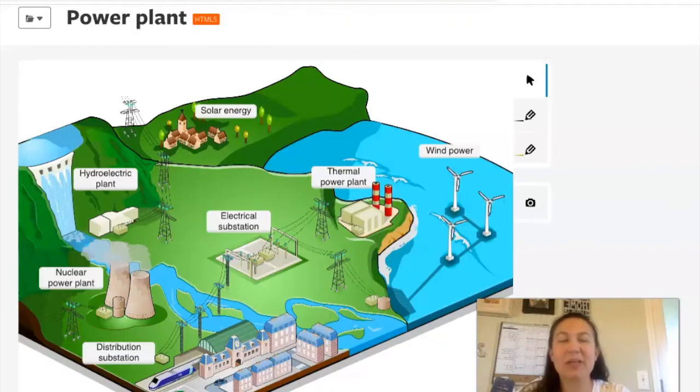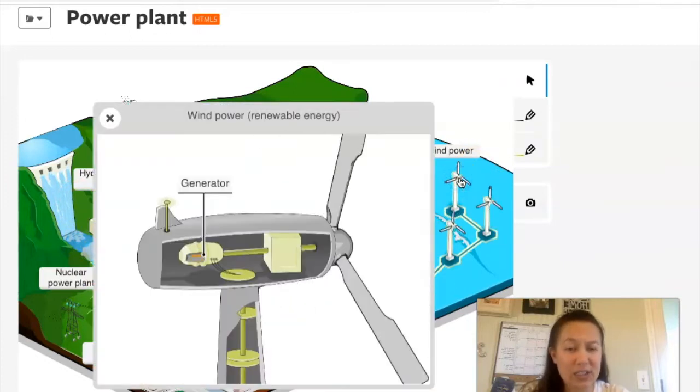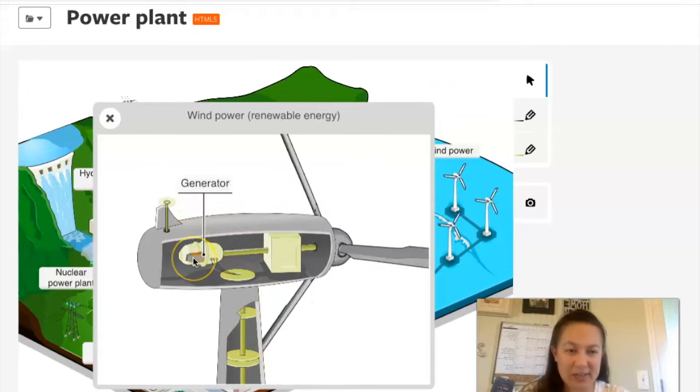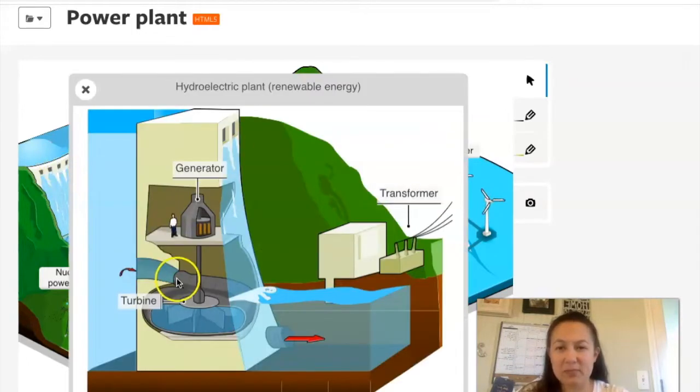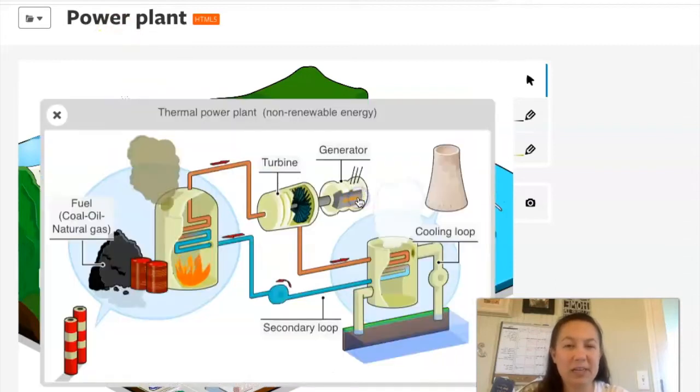So how does a power plant work in general? Well, minus solar energy, all of the others, wind, thermal, nuclear, and hydroelectric, work on the same principle. And that principle is turning kinetic energy into electricity using a generator. In a hydroelectric power plant, the water turns the turbine, which turns the generator, which produces electricity. In a thermal power plant, coal, oil, or natural gas burn, and that's where the carbon comes from, heating the water. The water turns to steam, which turns the turbine, which turns the generator.